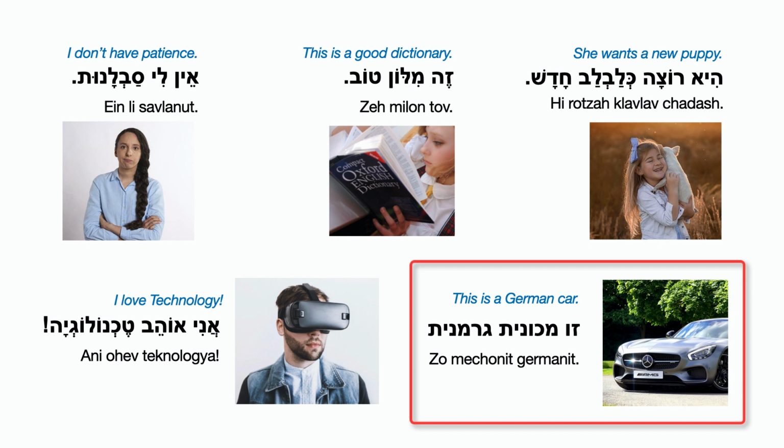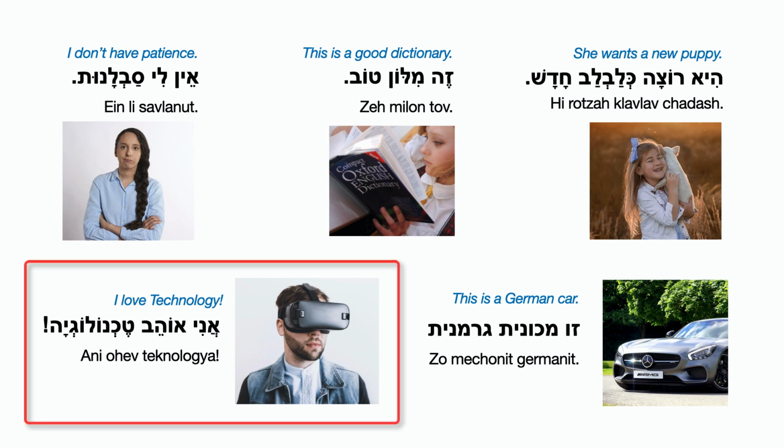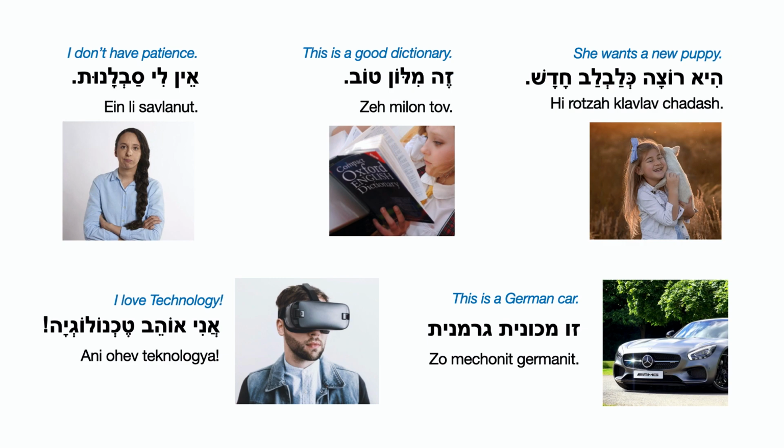This is a German car. Zo mechonit germanit. Germani refers to a male subject, and since mechonit, which is the Hebrew word for car, is a feminine noun, we say germanit. Zo mechonit germanit. And finally, this man is saying, I love technology. אני אוהב טכנולוגיה. Technologia, logia, is the suffix which corresponds to the English suffix ology.